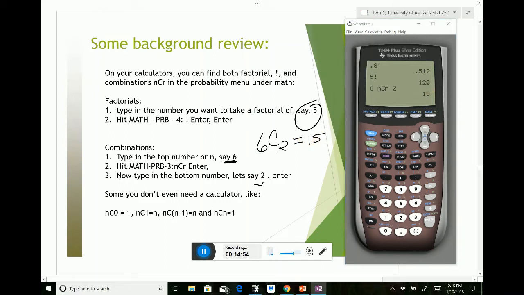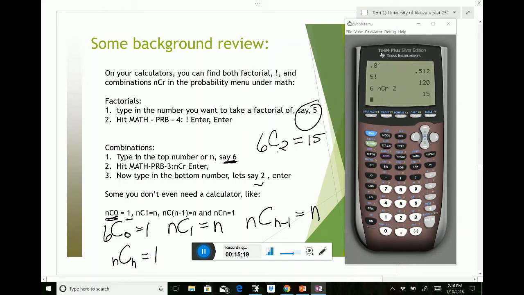So some of them you don't even need a calculator with. For example, n choose 0 is 1. So 6 choose 0 is 1. Anything choose 0 is 1, because there's only one way to pick nothing. You just don't pick anything. So n choose 1 is n. N choose the number right below it is also n. And n choose n, because there's only one way to choose everything, is 1.